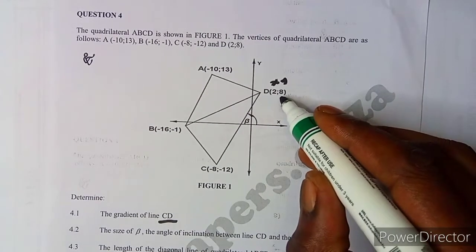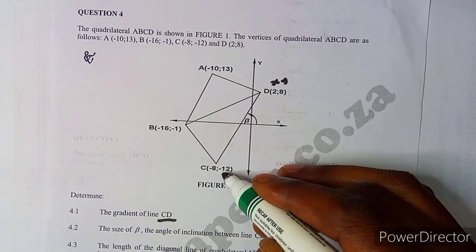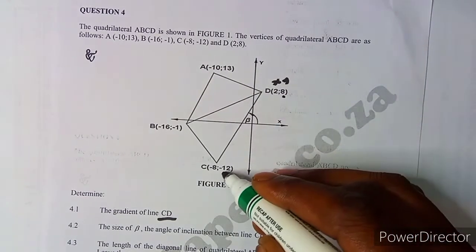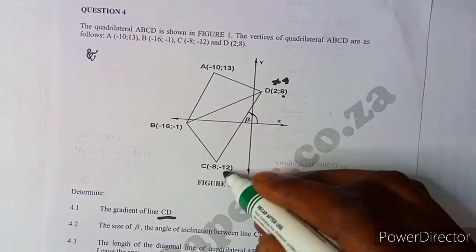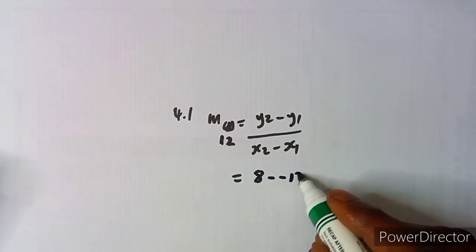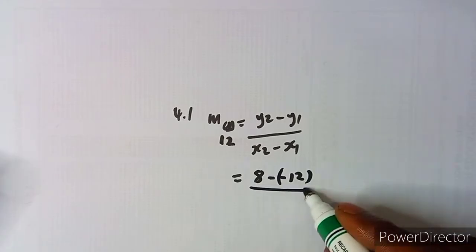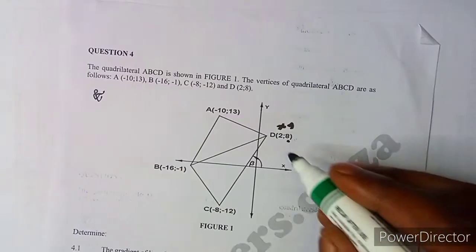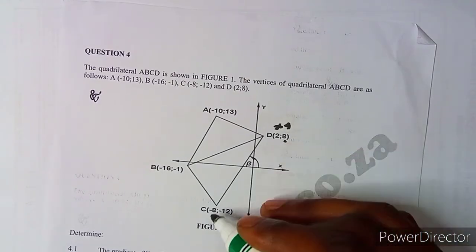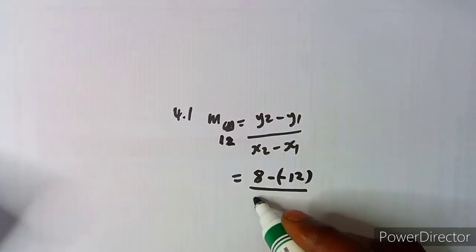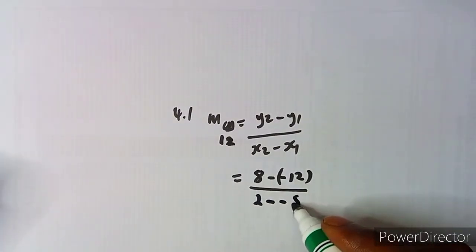So it's going to be 8 minus 12. This y on D minus this y on C, so it's 8 minus 12. You move on to the x2. The second point is D, so you need the x on D, which is 2, minus the x on C, which is minus 8. So it's 2 minus minus 8.